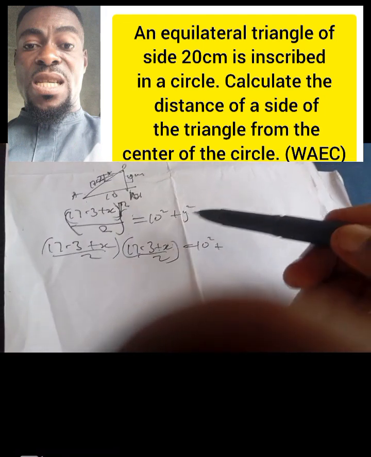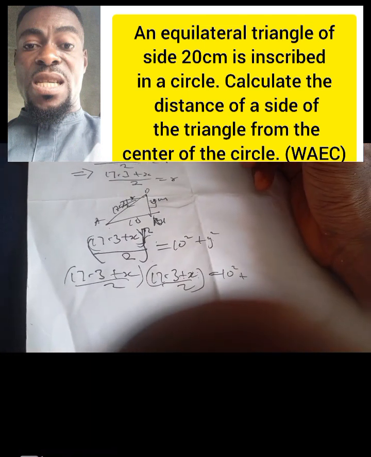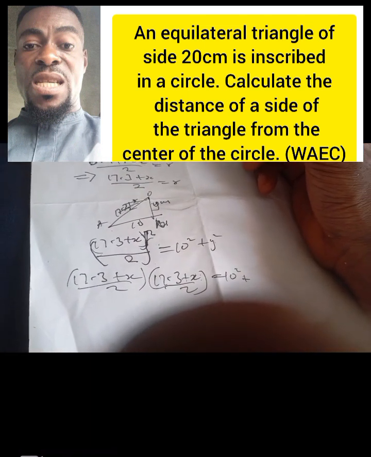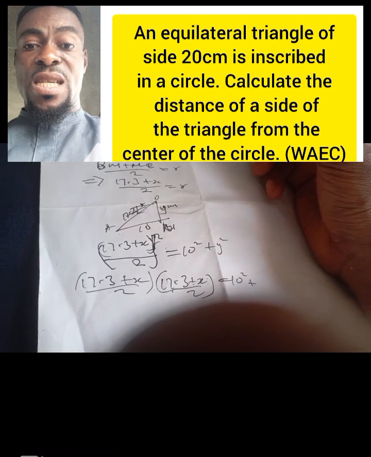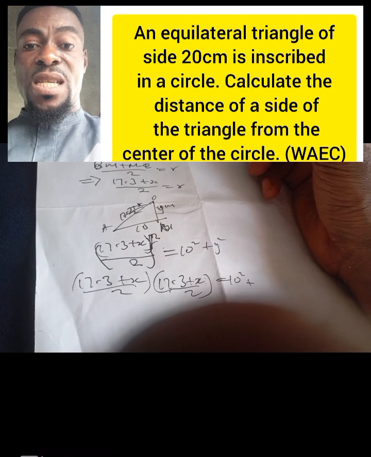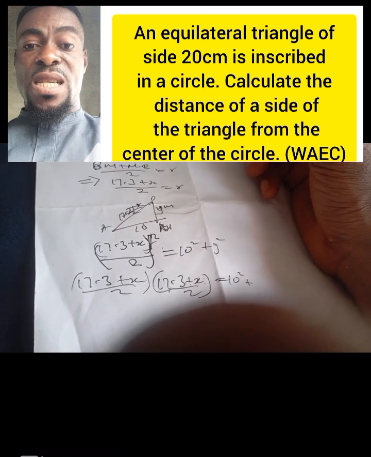To eliminate this y, check this out. From this diagram, this is OM. This OM, if we extend it to Q, we'll have the radius. So to get this OM, we just need to remove x from the radius. We just need to remove x from the radius to get OM.